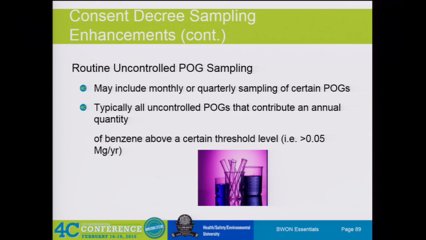Okay? All right, sampling. Routine uncontrolled POG sampling. This can include monthly or quarterly sampling of certain POGs, typically all uncontrolled POGs that contribute an annual quantity above the threshold, which is pretty straightforward. You're not going to sample something that has a 0.05 Mg threshold. You're going to go after your big streams to make sure that you're quantifying them correctly.